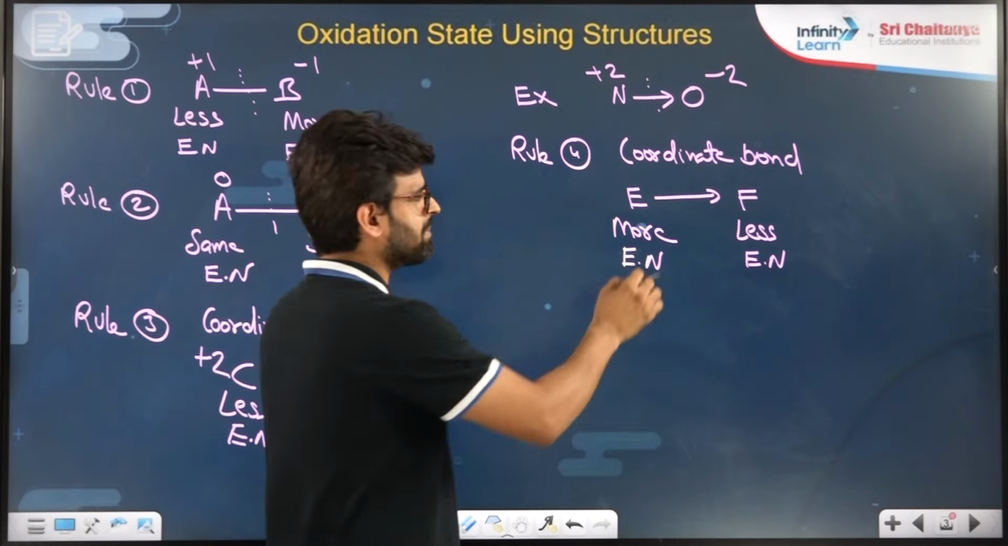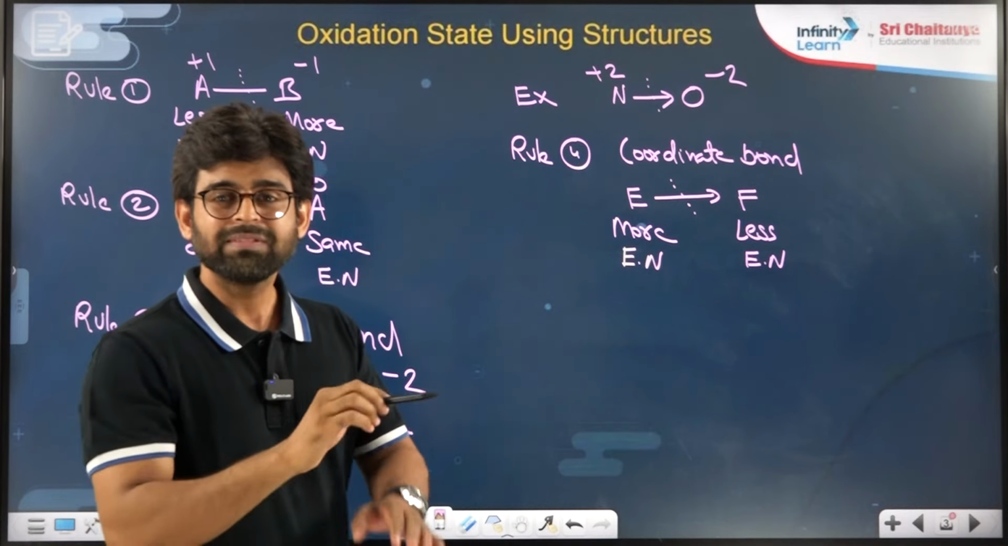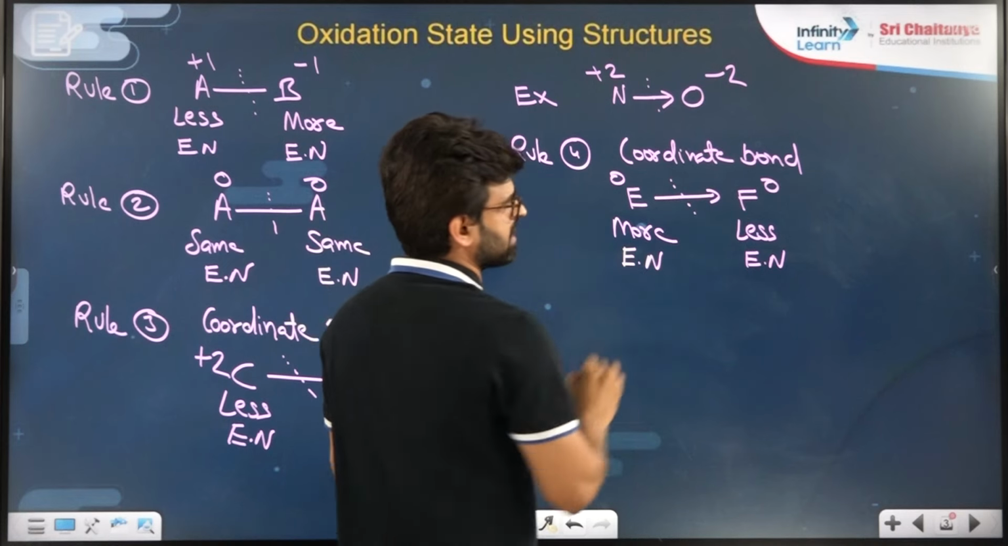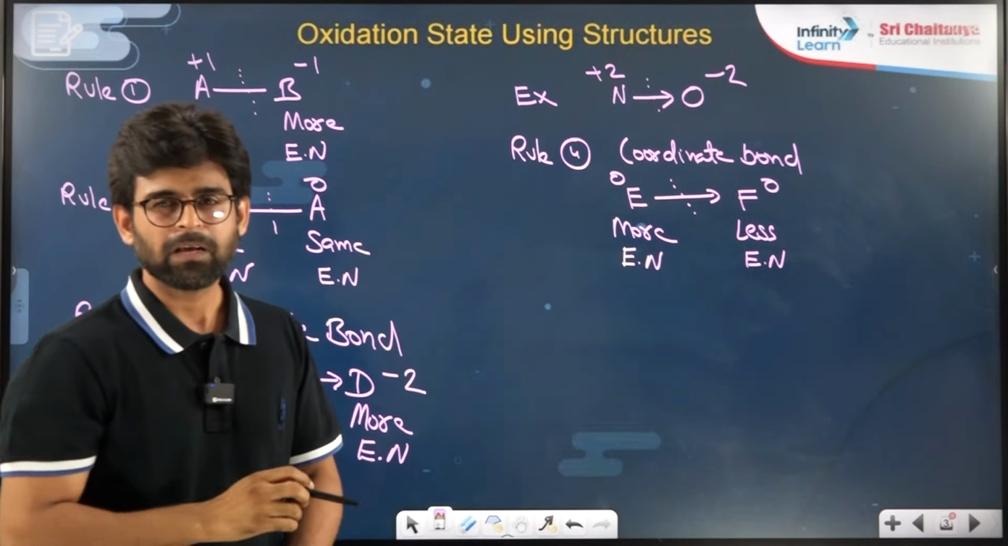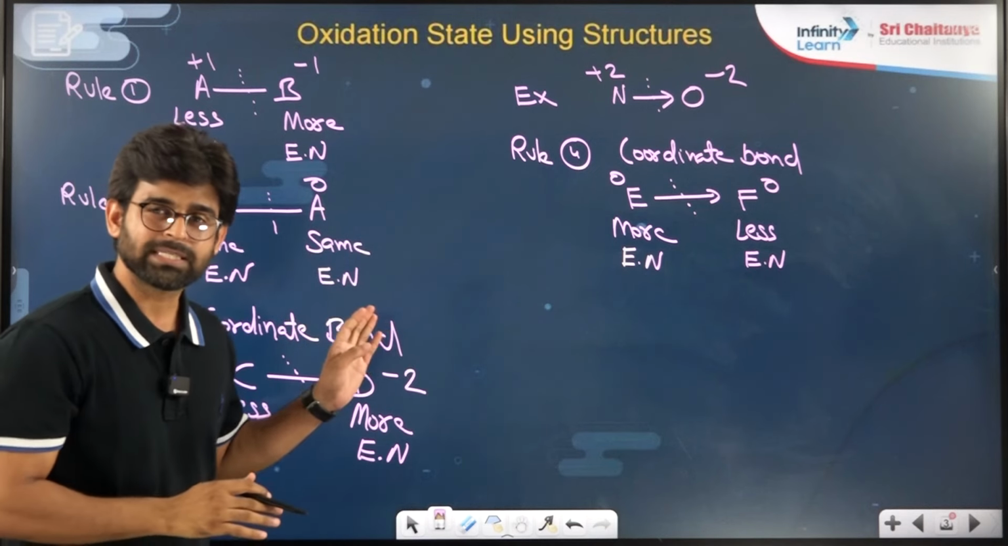So if you break this type of coordinate bond, you will give 0, 0 to both. You will not give any charge to any one of these. You will get 0, 0. We will see the real example. You will understand this. Clear? So there are 4 rules, you can say.